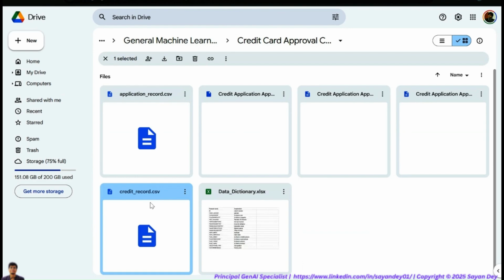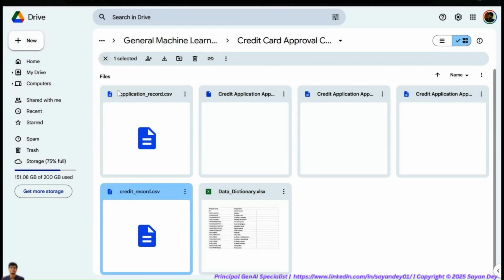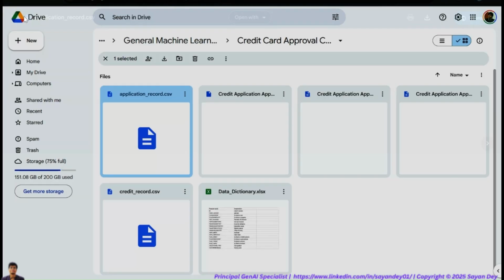Just to give you a basic idea about this data set, we have two different CSV files. We have a credit record.csv file, which gives us information about the customer's credit card usage, and an application record.csv file, which gives us information about the credit card applications. Let's say you apply for a credit card. We have some information about you, and we are trying to build a model to predict whether the card should be approved or not.